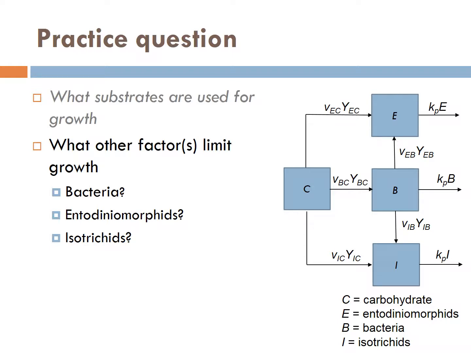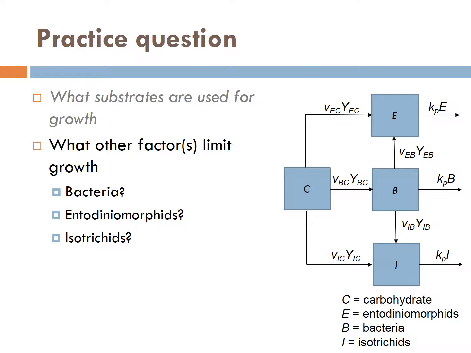For bacteria, one factor is passage. From B, there's an arrow labeled K sub P, B, that indicates outflow from this pool due to passage. Another factor limiting growth of the bacteria is their uptake by Entodiniomorphids and isotrichids. This is represented by the arrows leading from B to E and from B to I.